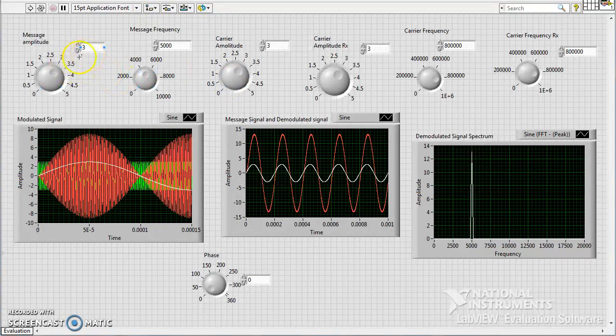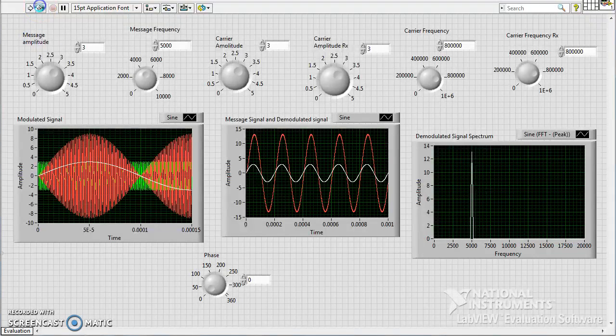So message amplitude, initially it is 3, message frequency is 5 kHz, carrier amplitude is 3, carrier amplitude at the receiver is 3 volts, carrier frequency at the transmitter is 800 kHz, and the carrier frequency at the receiver is also 800 kHz. Fine. The phase at the receiver is 0. Initially let it be 0.